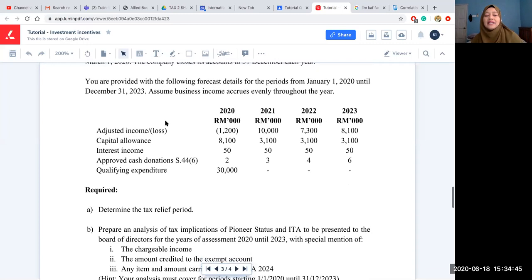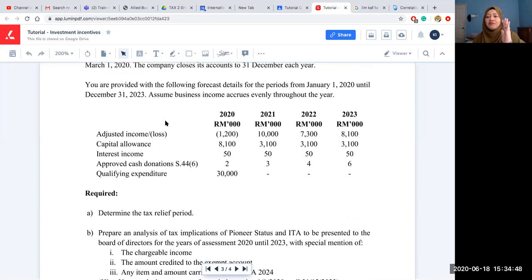Determine the tax relief period. So you have to show me the tax relief period from 1st March 2020 until 31st of December. Then you have 1st January 2021 to 31st December 2021, 2022, 2023, 2024. And the final period is from 1st January 2025 up to 28th of February 2025. So it means that you have 2020, 21, 22, 23, 24, a 5 years period. But in this case, the question only asks for 4 years period.